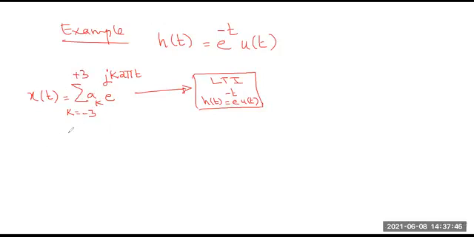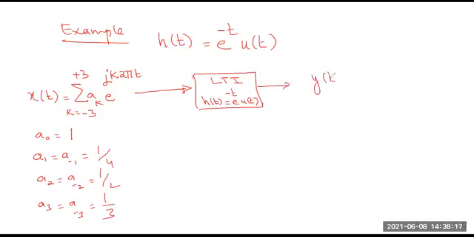And we are also given information about Fourier coefficients. So a naught is equal to 1, a1 and a minus 1 are also given. It is 1 by 4. a2 and a minus 2 are equal, and they are also given to us as 1 by 2. And a3 and a minus 3 are also given to us, and they are equal to 1 by 3. So with this information, we are asked to find out what is going to be the output of the system.